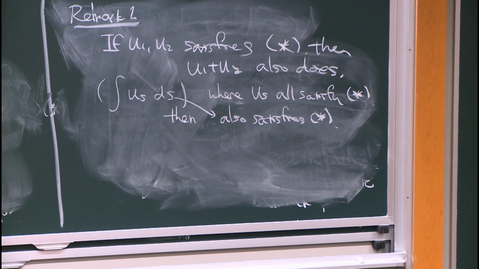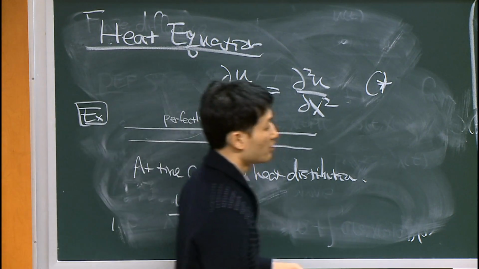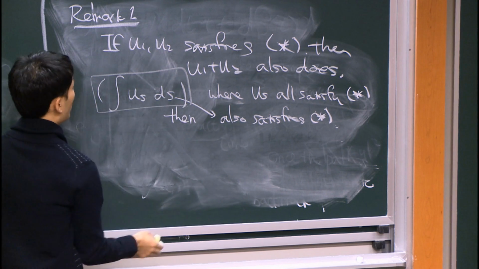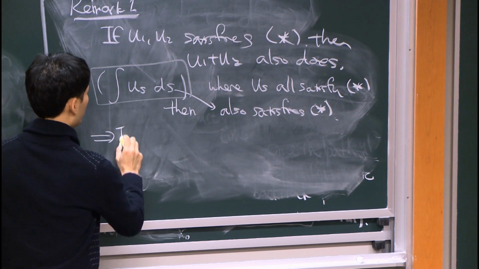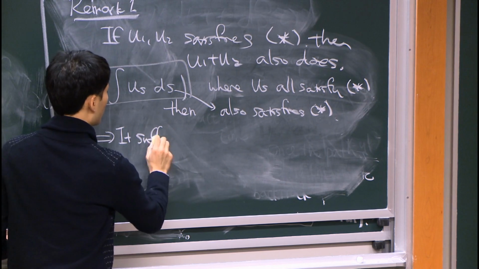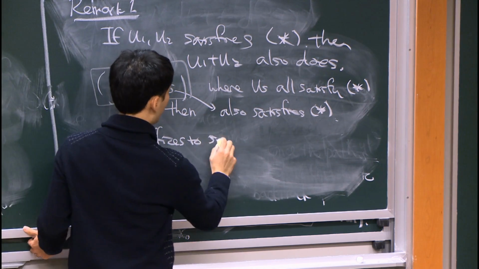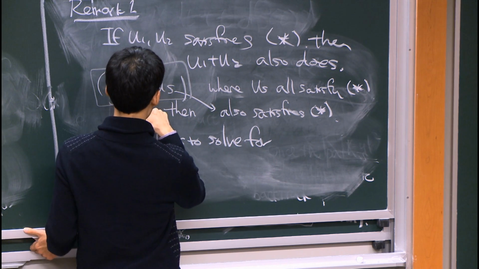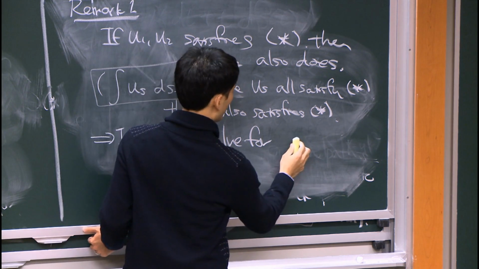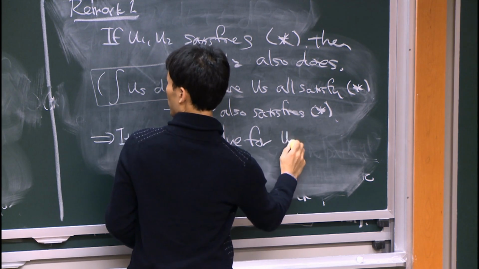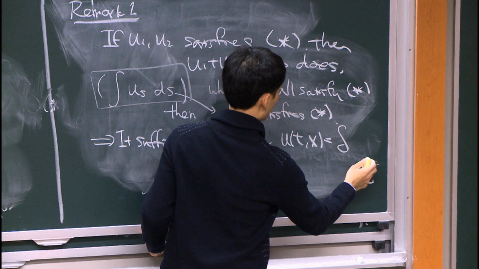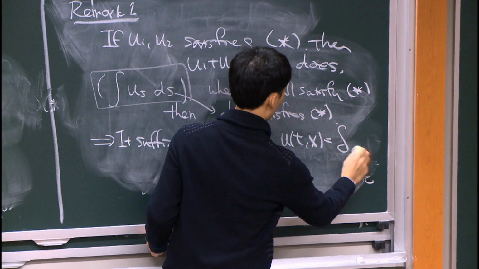And why is that helpful? This is helpful because now it suffices to solve for the initial condition u of 0 of x equals the delta function at 0.